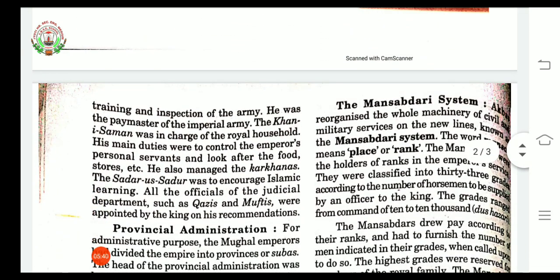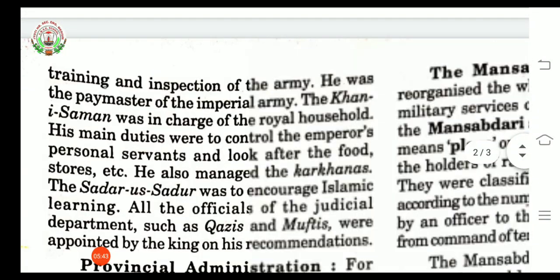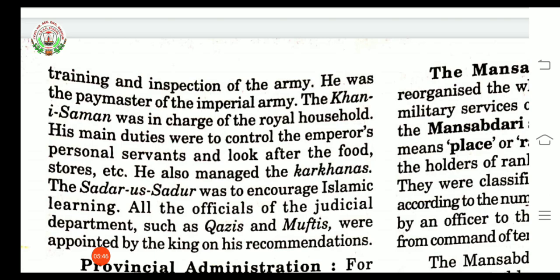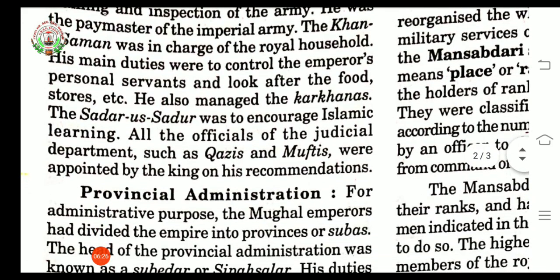Next is Khan-e-Zaman. He was in charge of the royal household. Household means a family or social unit which lives together. The main duties of Khan-e-Zaman were, first, to control the emperor's personal servants and to look after the food stores, etc. The second duty was to manage the karkhanas. Karkhanas means a manufacturing center under state supervision during the Sultanate and Mughal periods. And in today's common terms, it is used for a place for manufacturing and assembling things.